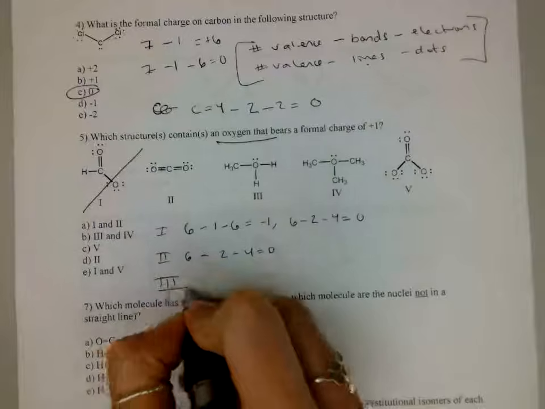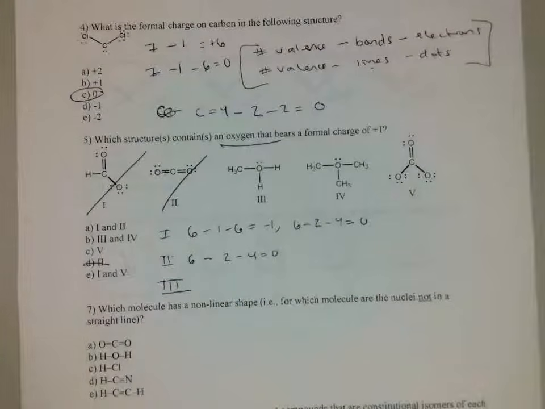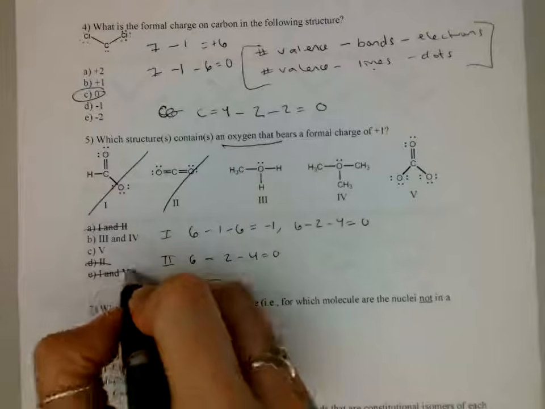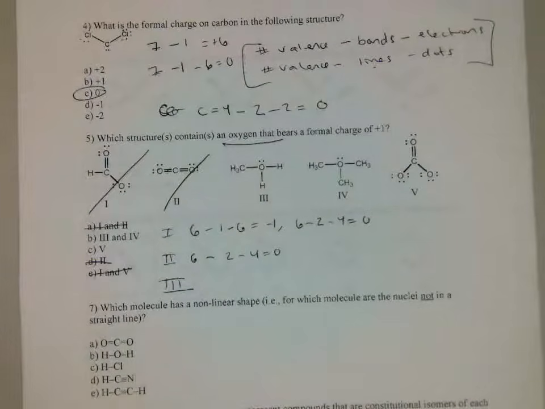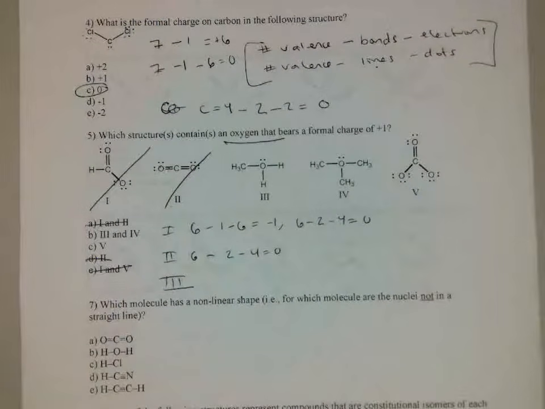For structure 3, that's 2. We're looking for +1, so anything with 2 in it is not right. So you can go ahead and get rid of answer choice D, and you can get rid of answer choice A, and you can get rid of answer choice E, just by knowing how to calculate those formal charges. So we know 1 and 2 both will not be in the right answer.